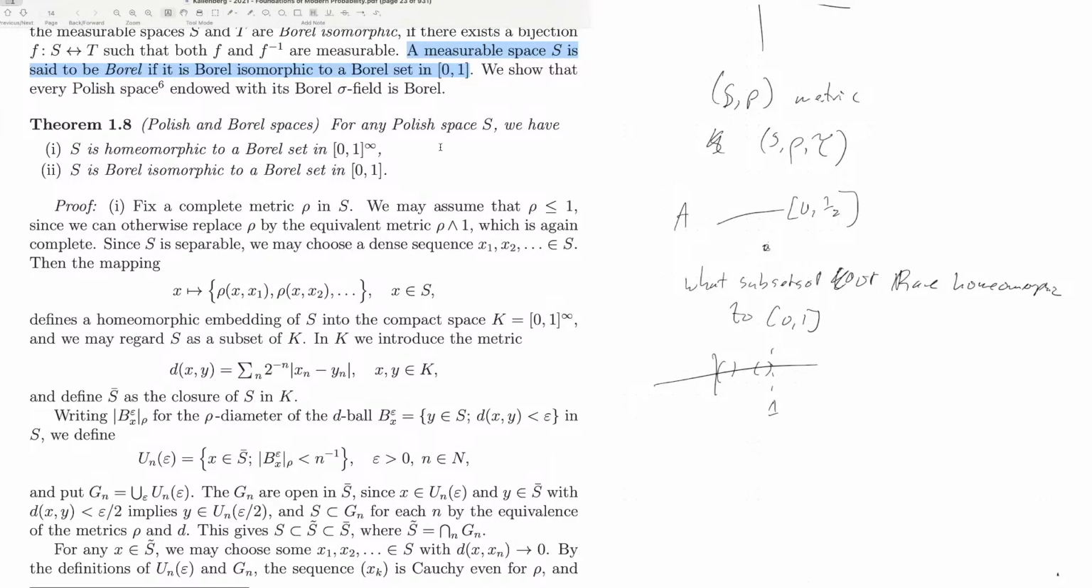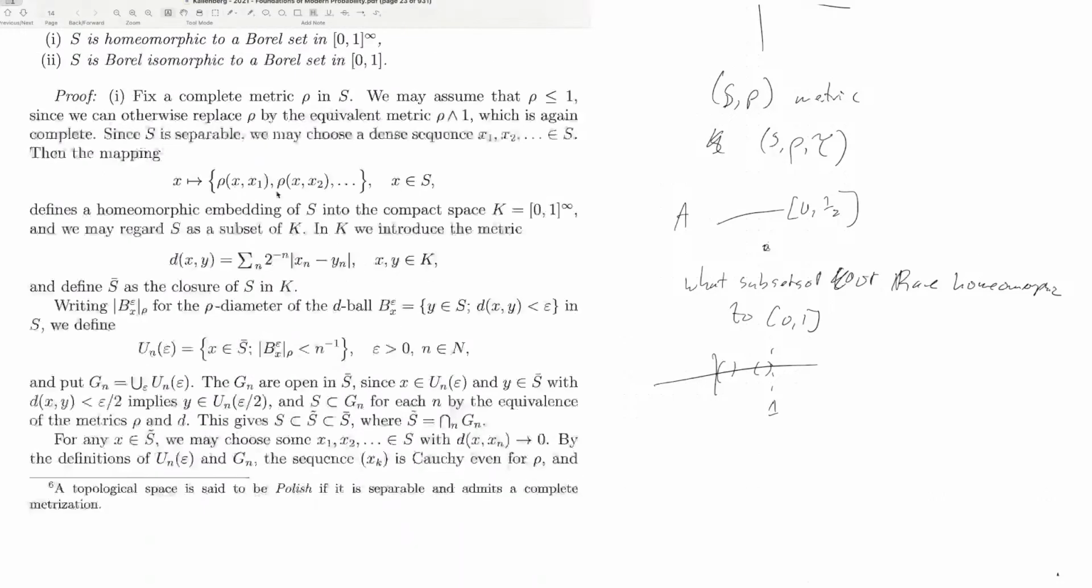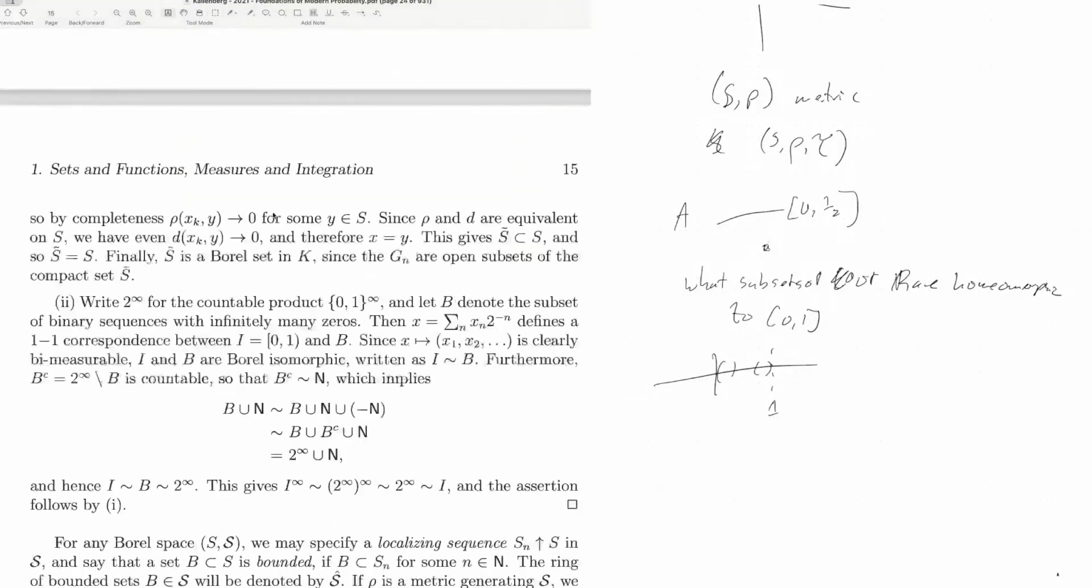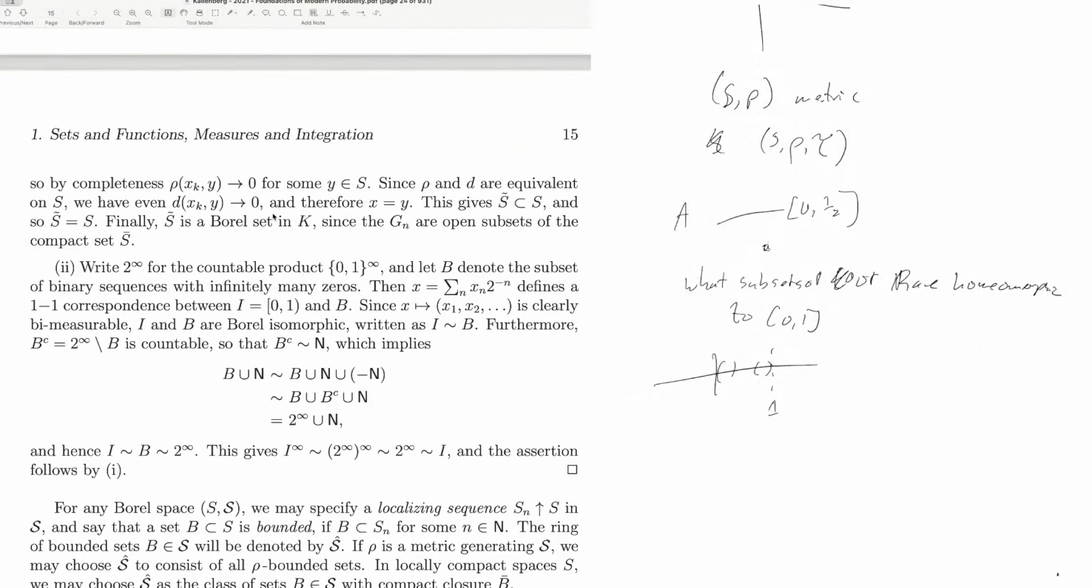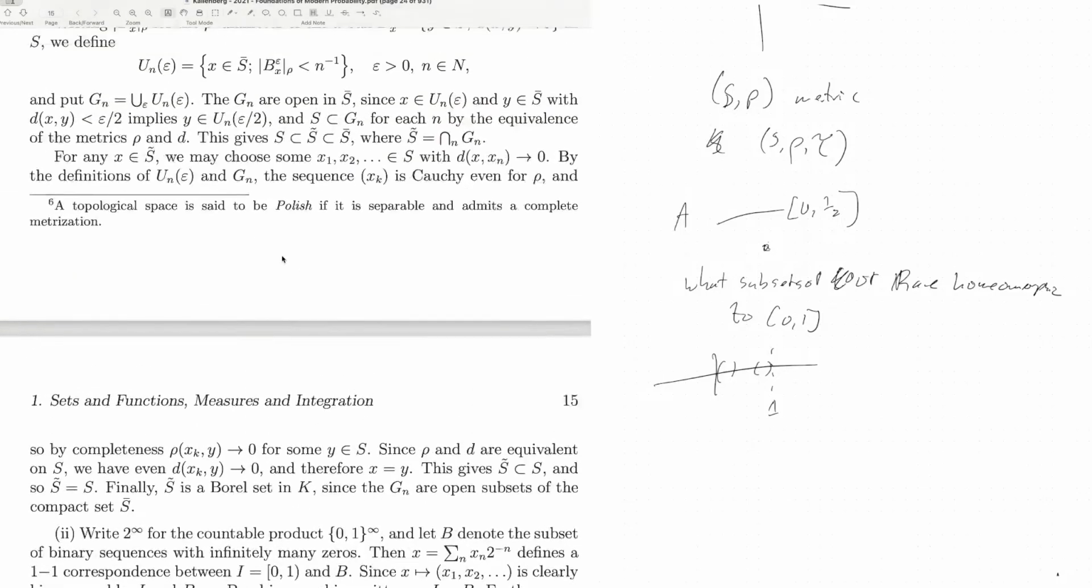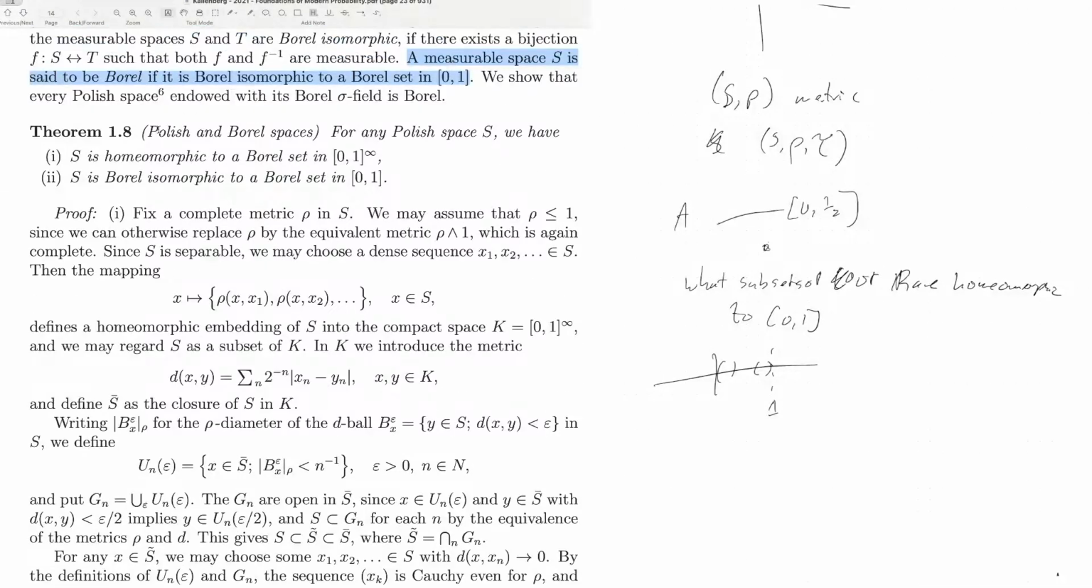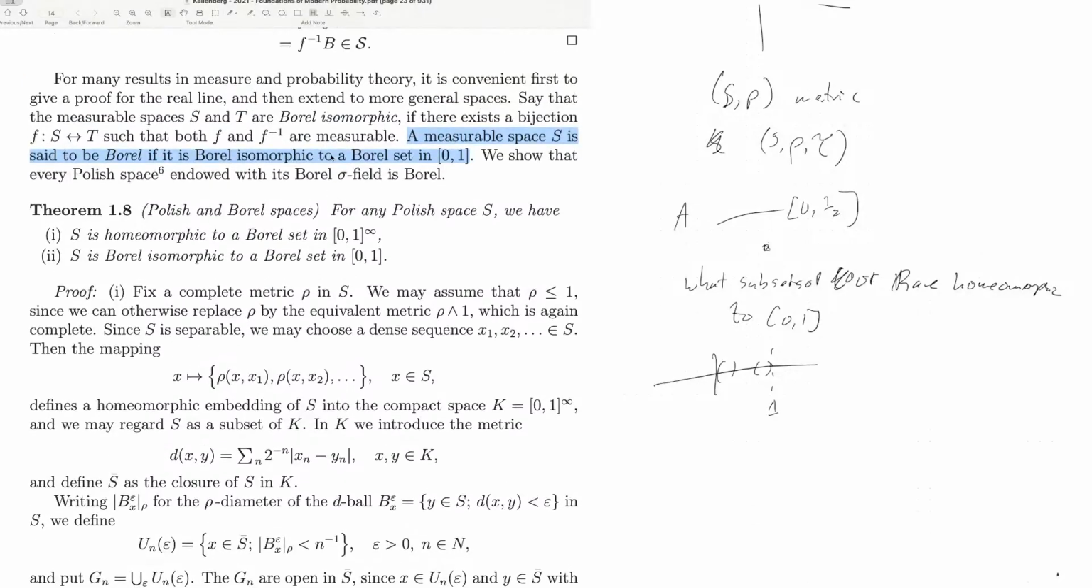Theorem 1.8, for any Polish space S, we have that... This seems like it should be a gnarly proof, and indeed it's decently long here. It's a surprising, non-obvious result. Polish and Borel spaces. Borel isomorphic. Okay, Borel space. Borel measurable space, Borel space. That's fine. For any Polish space S, we have that S is homeomorphic to a Borel set in 0, 1 to the infinity.